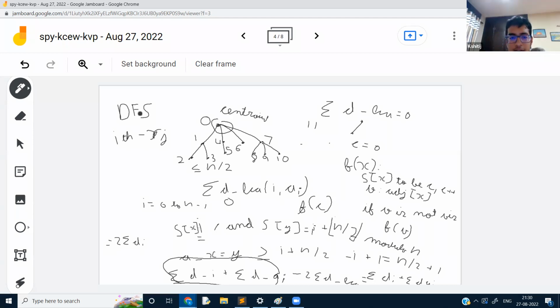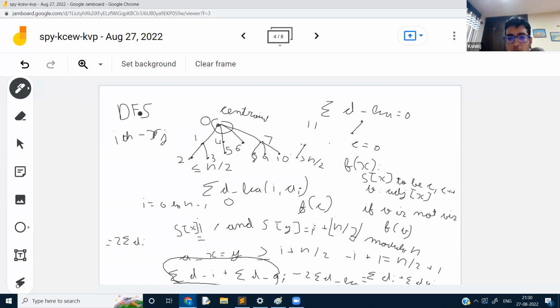It also holds true that for a centroid, the summation of the depths is minimum. It cannot be more than the summation of depths of any other node. This can be shown as follows: if there is a node with subtree size greater than n by 2, we can go to that node and we will get a lesser summation of depth.